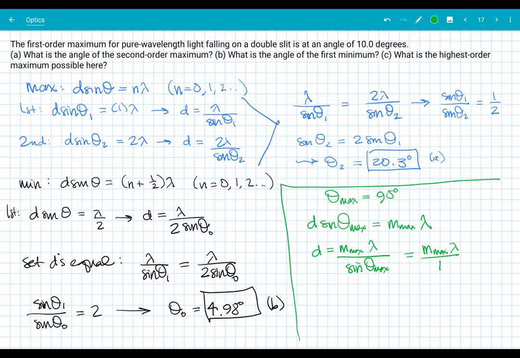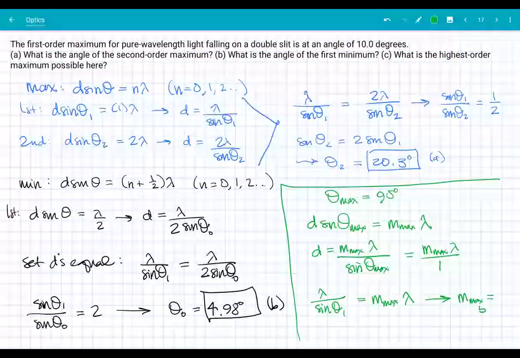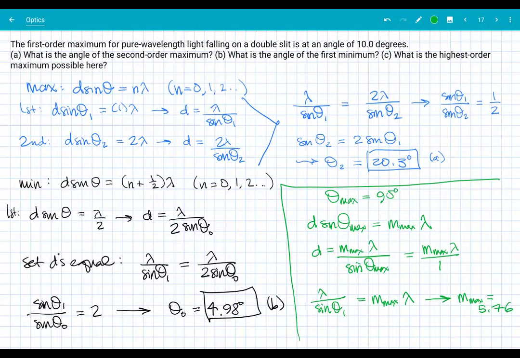So again, we can go through and set the d's equal, and we'll do that as we've been doing in every part of this problem. So we'll use the original one given in terms of theta 1 because that's known. Lambda over sine theta 1 is equal to m max lambda. And then I can solve for m max. So if I do my algebra here, I'll get that m max is equal to 5.76. And so then you'll be saying 5.76 is not an integer.